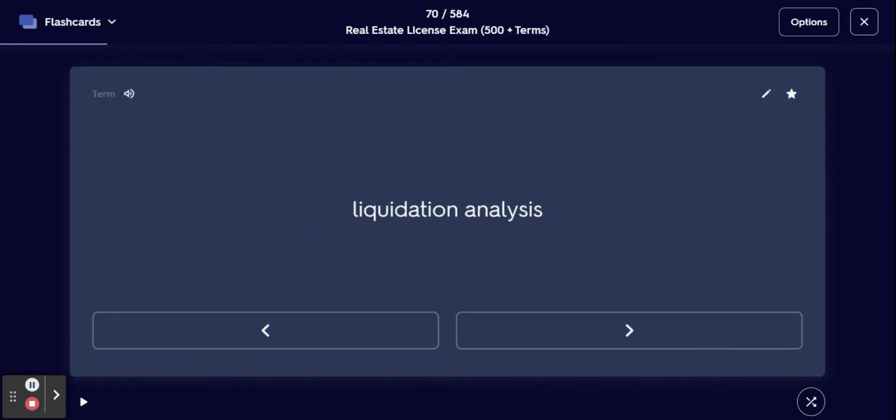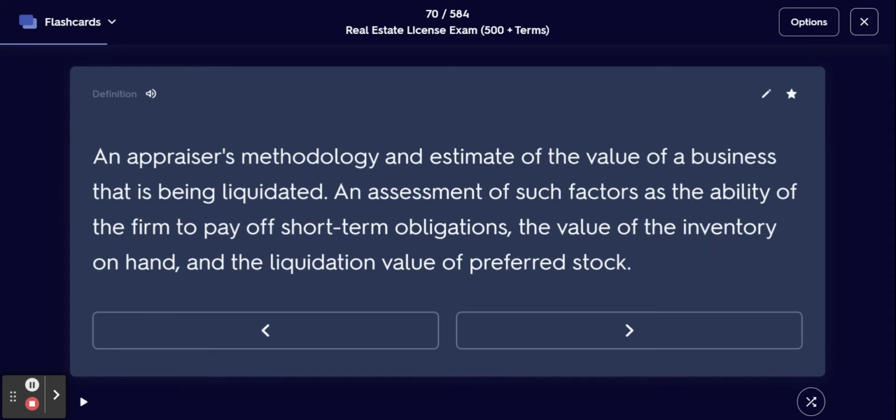Liquidation analysis. An appraiser's methodology and estimate of the value of a business that is being liquidated, an assessment of such factors as the ability of the firm to pay off short-term obligations, the value of the inventory on hand, and the liquidation value of preferred stock.